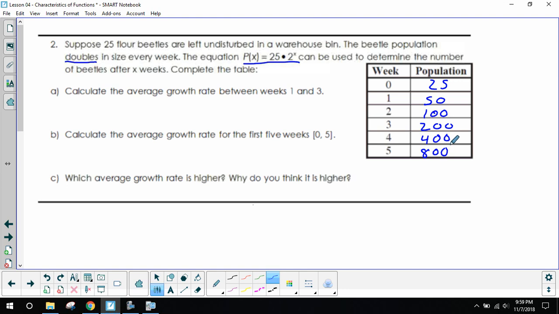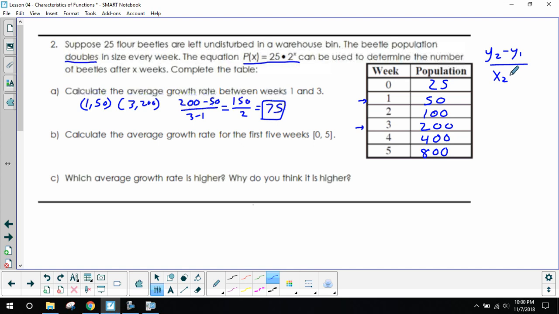So now we need to calculate the average growth rate between 1 and 3 weeks. Those are your points: 50 and 200. So I'm writing really small. 200 minus 50 over 3 minus 1. It's going to be 150 over 2, and we get 75. Again, I'm using this formula every time I'm doing rate of change. Okay?